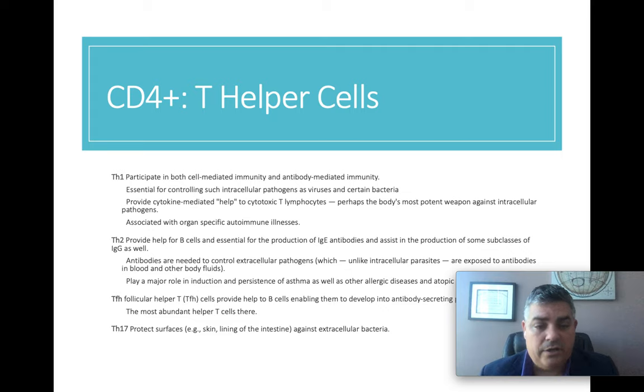Th2, on the other hand, are associated with and provide help for B cells, and particularly the production of IgE-mediated antibody responses. So think atopic illnesses, asthma, allergies, eczema. There's also TFH cells, which are follicular helper cells. Now, these provide support for B cells, and they're the most abundant type of T helper cell that's out there. And then there are newer ones, Th17, Th22, and the rest. Some of our work focuses on Th17 cells and their ability to produce transforming growth factor beta 1 and help to regulate Treg cells too.